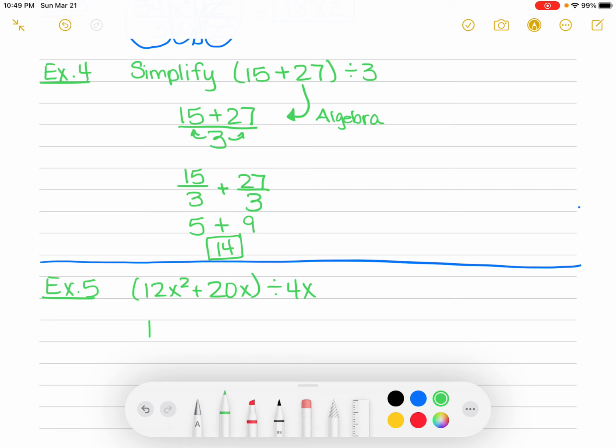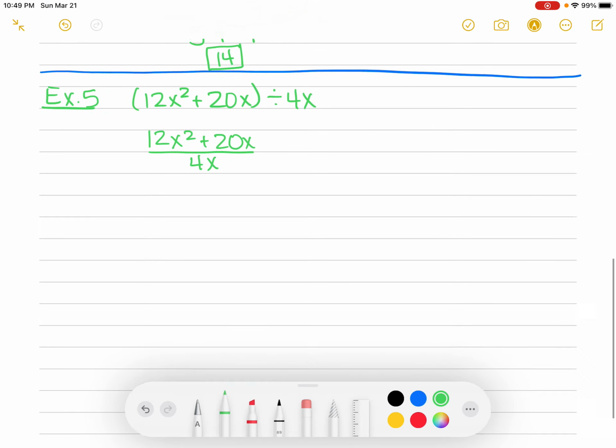So I'm going to have 12x squared plus 20x all over 4x. And then I'm going to do like we did here. And we're going to put that 4x on the bottom like we did with the 3. See how we did that with the 3? We're going to do the same thing with the 4x. So now I need to move my thing up.